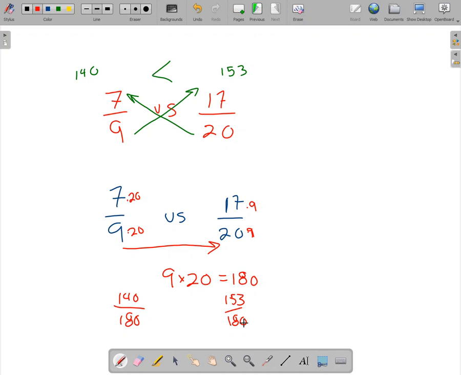Since they're both 180ths, can you easily see which one now is greater? Yeah, 153 over 180 has got to be greater. So the shortcut is to just cross-multiply, opposite denominator to numerator, and that gives you a quick comparison of the two fractions. Whatever has the bigger cross product is the bigger number. And it's basically finding a common denominator. Okay, so this is what's called a cross product. And essentially what a cross product does is find you a common denominator.